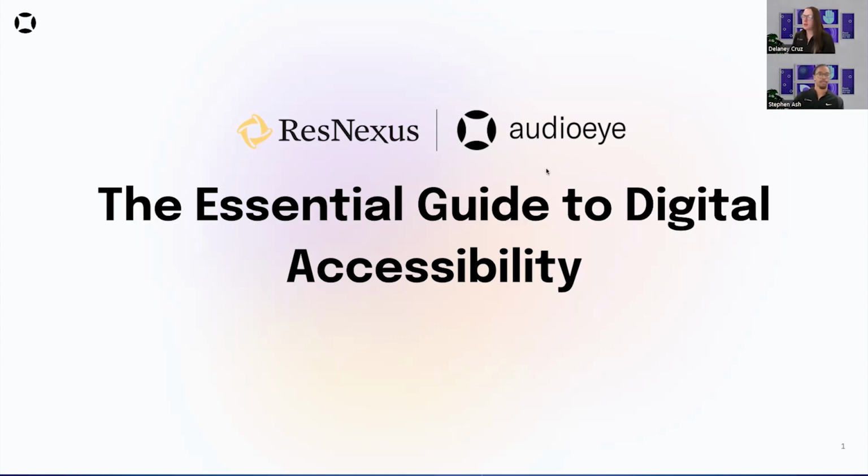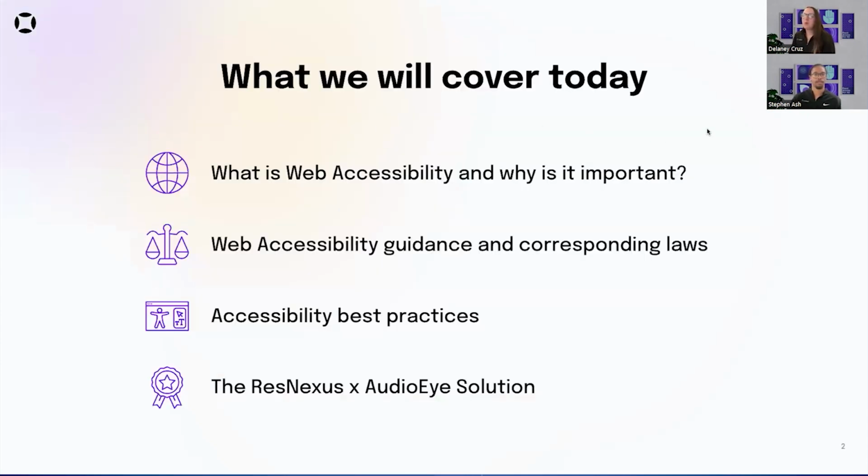So, moving forward on my slides, what we will cover today, we're going to start with what is web accessibility and why is it important? Then we're going to get into web accessibility guidance and corresponding laws, followed by accessibility best practices. So hopefully whoever is attending will have some information that they can take with them as a result, some learnings from this presentation. And then finally, we'll quickly review the ResNexus and AudioEye solutions. So what you can expect when working with ResNexus and the AudioEye partnership.